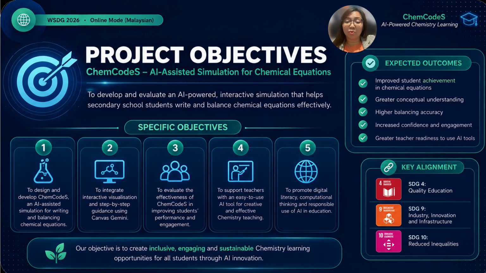CHEMCODES was developed with 5 main objectives. First, to design an AI-assisted simulation for writing and balancing chemical equations. Second, to provide interactive visualization and step-by-step guidance. Third, to evaluate its potential to improve understanding, accuracy, and engagement. And the project also aims to support teachers and promote digital literacy, computational thinking, and responsible use of artificial intelligence.